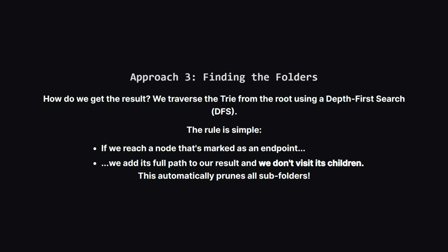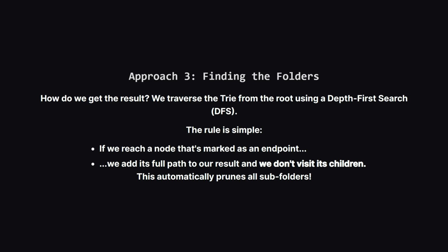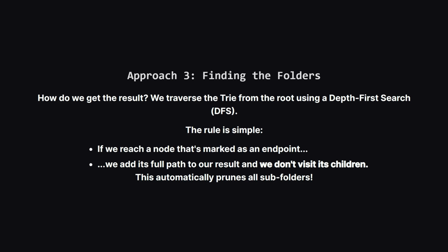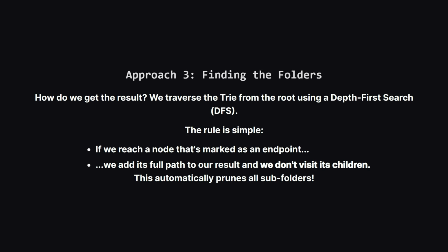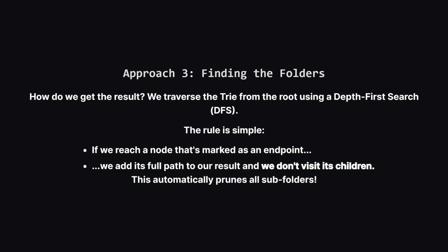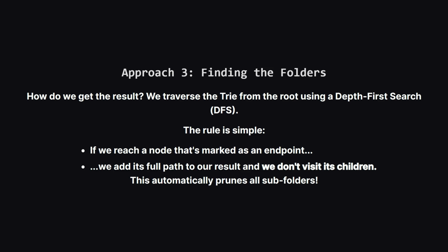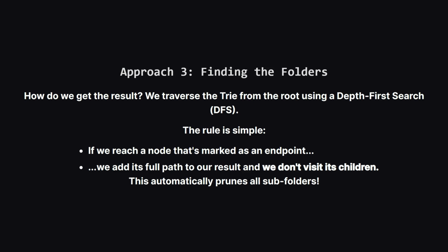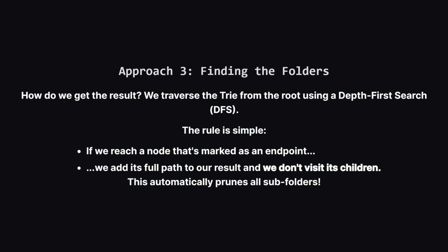Now how do we get our final list? We simply walk through the trie, starting from the root. The moment we hit a node that we've marked as an endpoint, we add its full path to our result, and then we stop going down that branch. By not visiting the children of an endpoint, we automatically ignore all of its subfolders. It's a perfect fit for this problem.